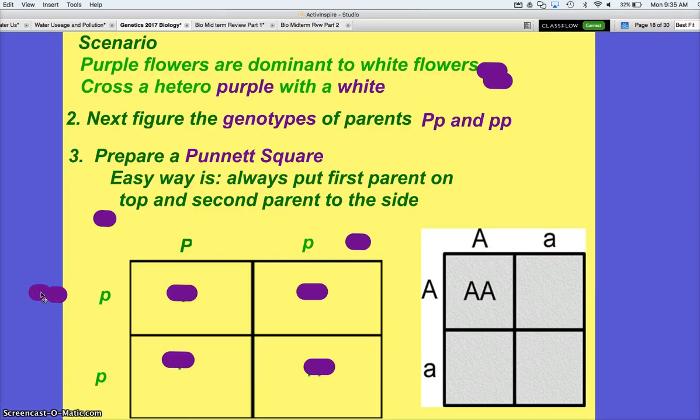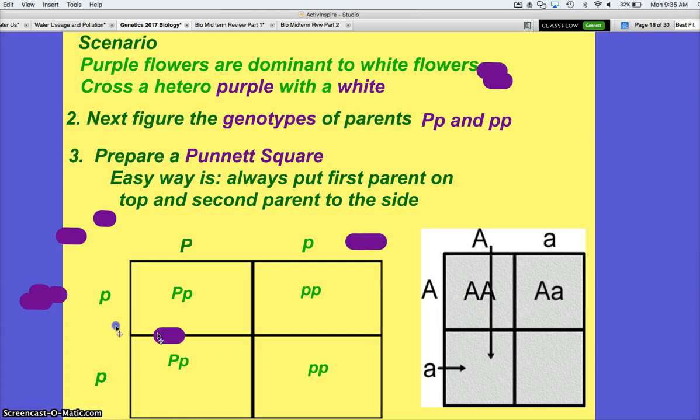okay? Now I'm going to ask questions. Who could tell me what goes in this first box? Raise your hand. Look what's here. Capital P, little p, okay? Who can tell me what goes in box 2? Little p. Box 3. Capital P, little p. Box 4? Little p.